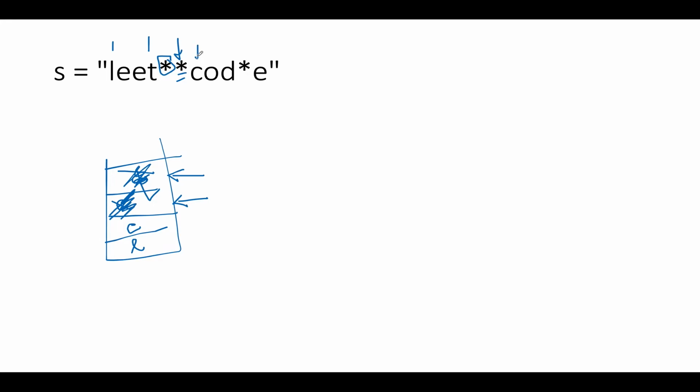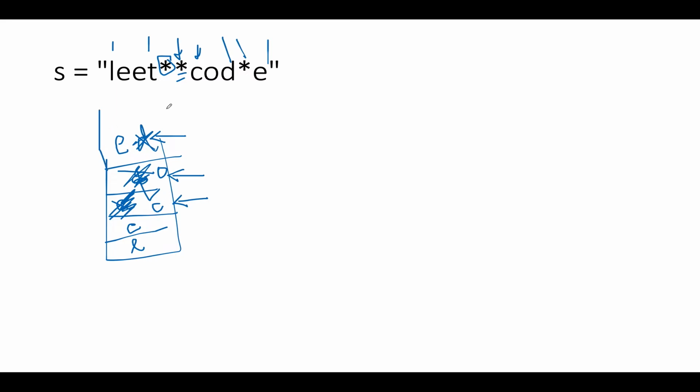Let's proceed ahead. Next, we see is C. So C gets added. Next, we have O, O gets added. Next we have D, D gets added. Next we have an asterisk sign. What do we need to do? We need to pop out the top. D is gone. Next we have E, E gets added. What is left in the end? We have L, E, C, O, E.